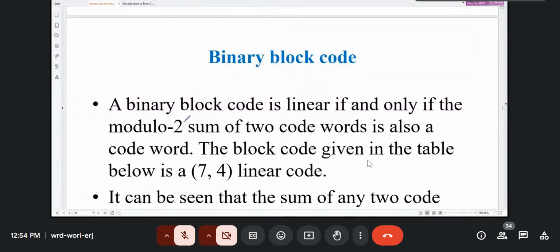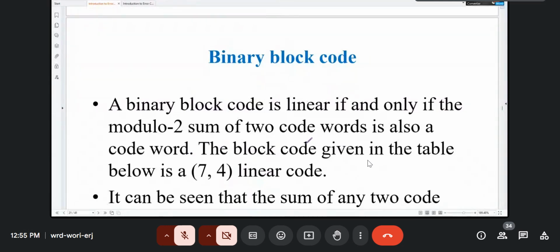And if you check like this, what you are going to do is basically what we call a linear block code. This is a binary linear block code. If it's a linear binary block code, then we call it linear if the modulo two sum of two code words is also a code word.